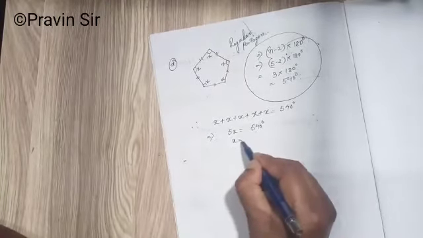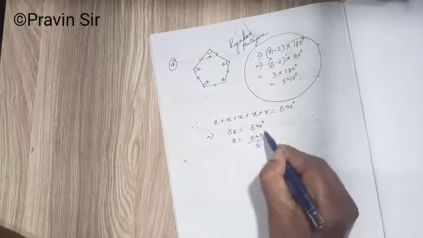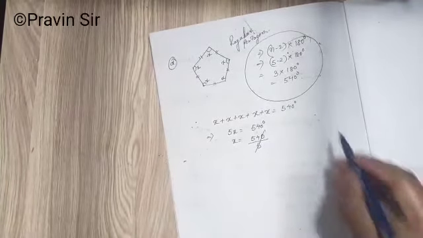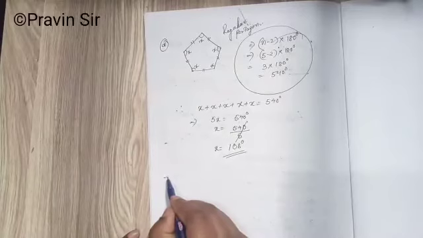So x, how much did we get? 540 degrees divided by 5. If we divide, how much will we get? 540 divided by 5, so x is equal to 108 degrees. Correct. So like this you can do question number D. Clear? Now come to the next question, that is question number 7.